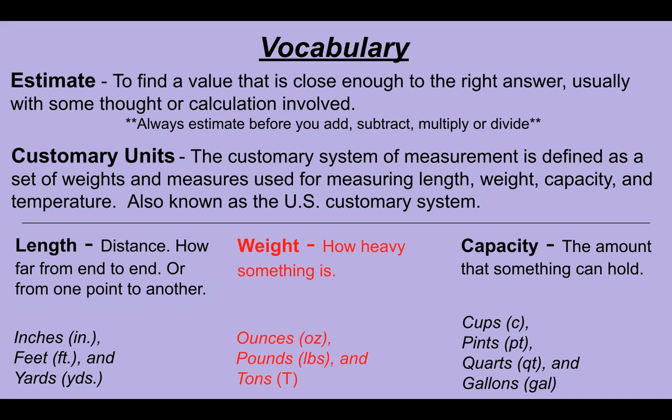Today, we are going to be learning about weight, how heavy something is. We're going to be using ounces, pounds, and tons. And for today's lesson, we're just going to stick to ounces and pounds, and we are not going to use tons. Another customary unit is capacity, the amount that something can hold: cups, pints, quarts, and gallons. Let's go ahead and start practicing.